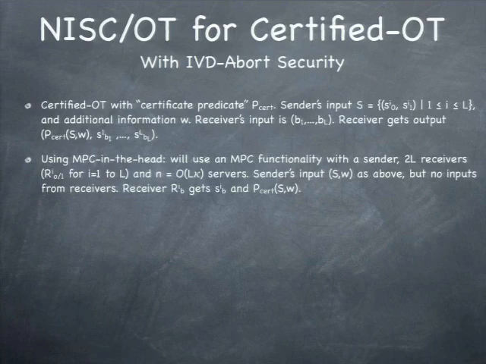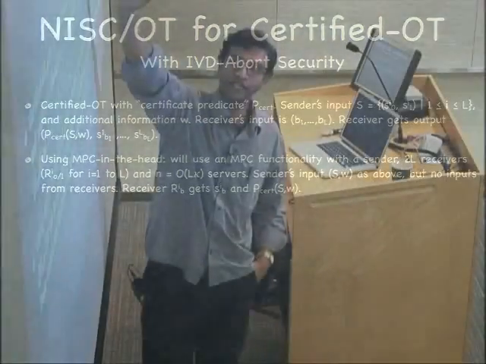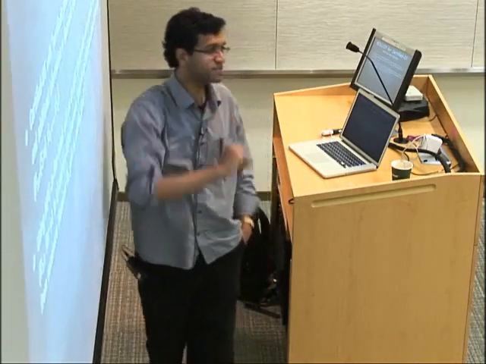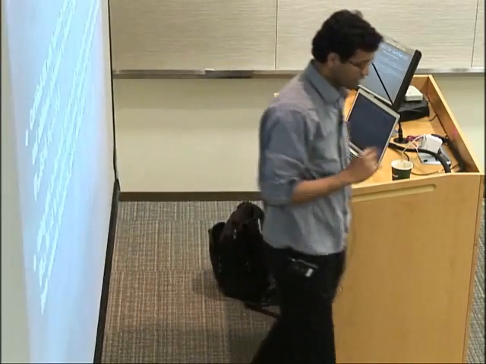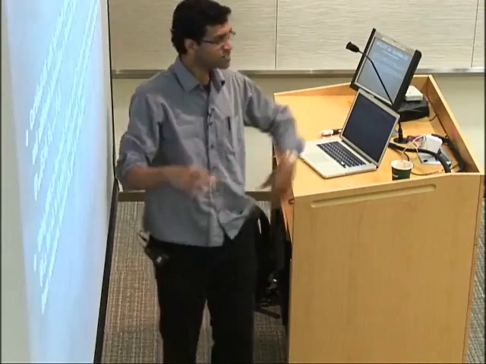Okay, so how do we realize this? So this is the certified OT functionality. How do we realize this? We take an MPC, consider an MPC functionality which is defined on a large number of parties. There is one party which we'll call the sender. So this is just something that will be run in the head, right? So it will never be actually implemented.